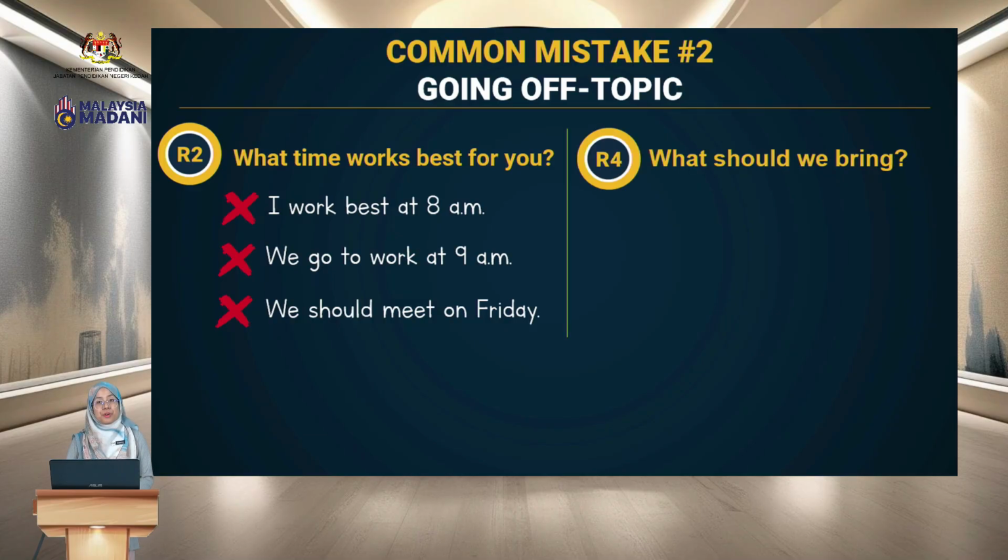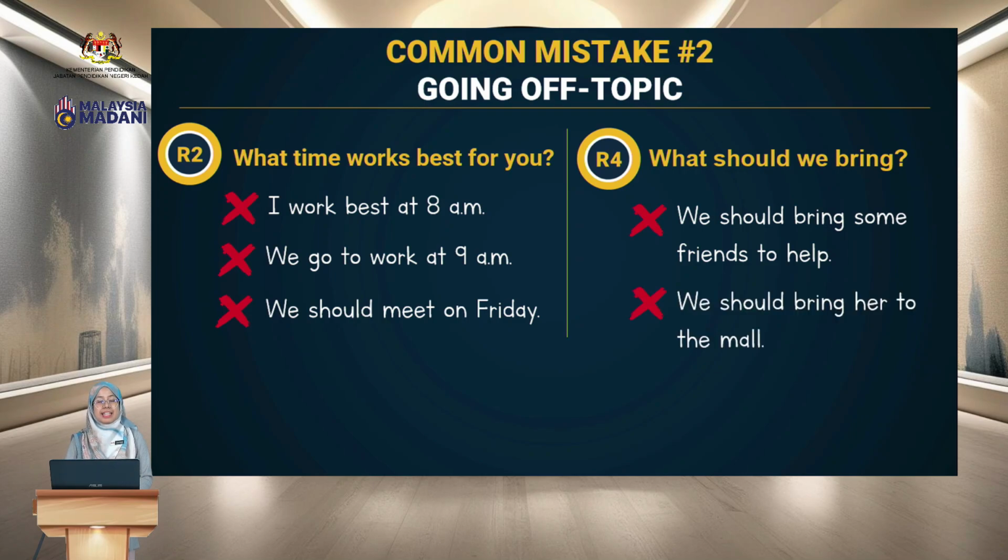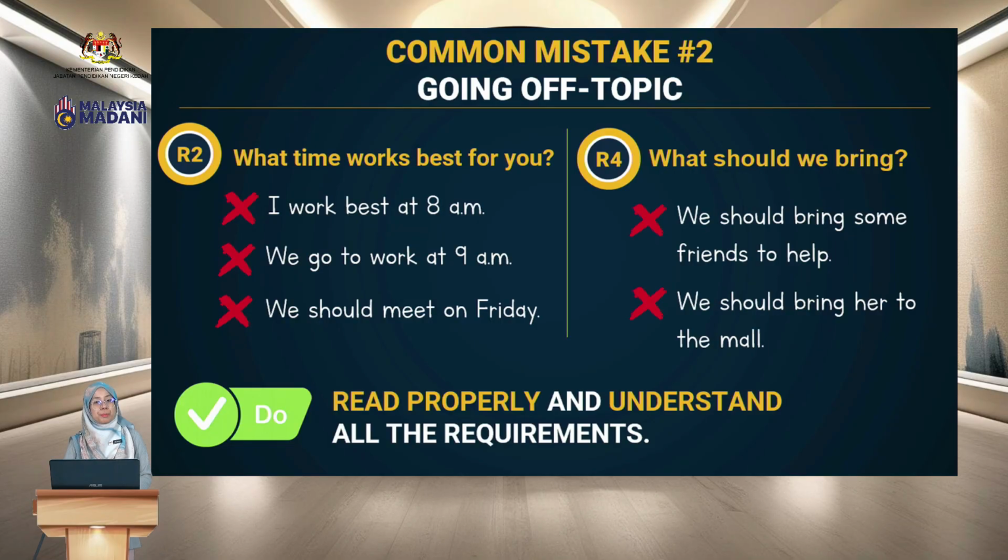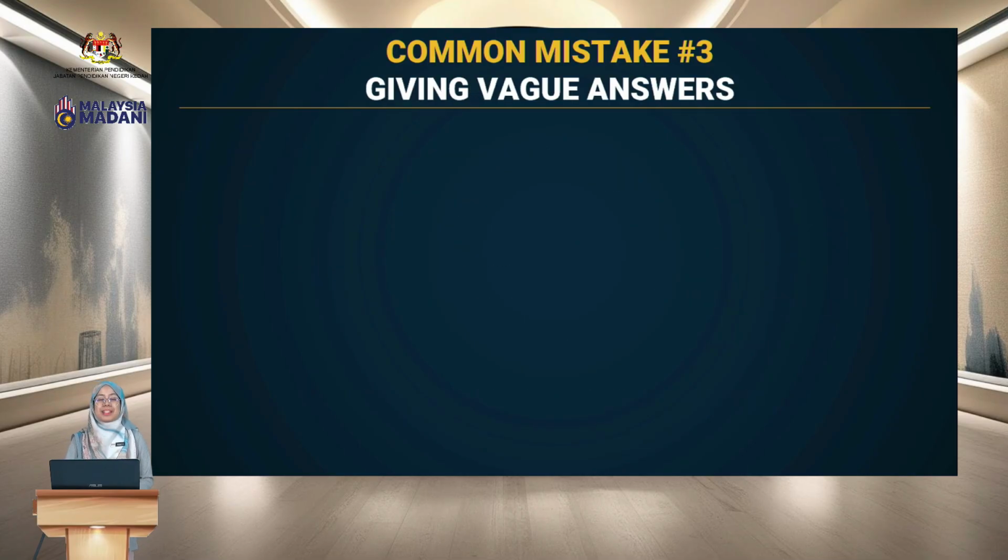Now let's look at R4. What should we bring? If you answer, "we should bring some friends to help," it is wrong because the question asks you to bring something. So it should be a thing. And the next answer, if you answer, "we should bring her to the mall," it is wrong as well because it does not answer the question. So what you should do is to read properly and understand all the requirements. Can we move on to the next slide? Here we go. The next common mistake is giving vague answers. What is a vague answer?